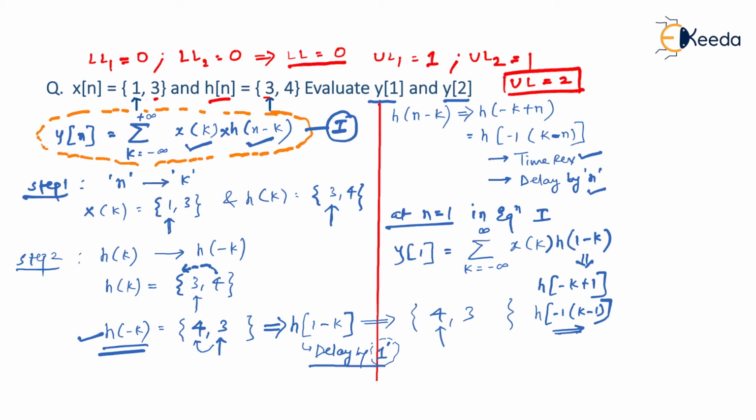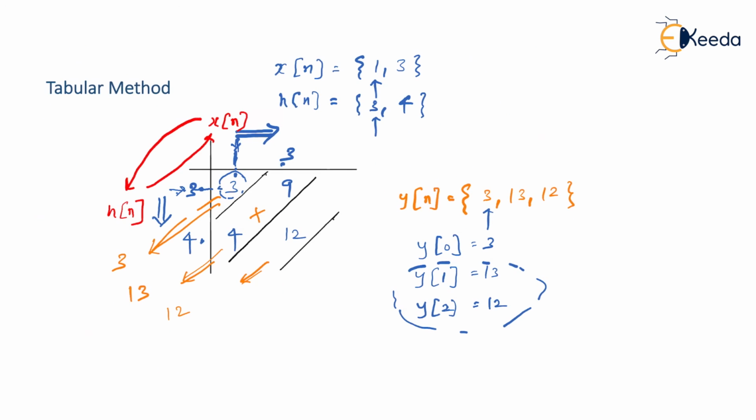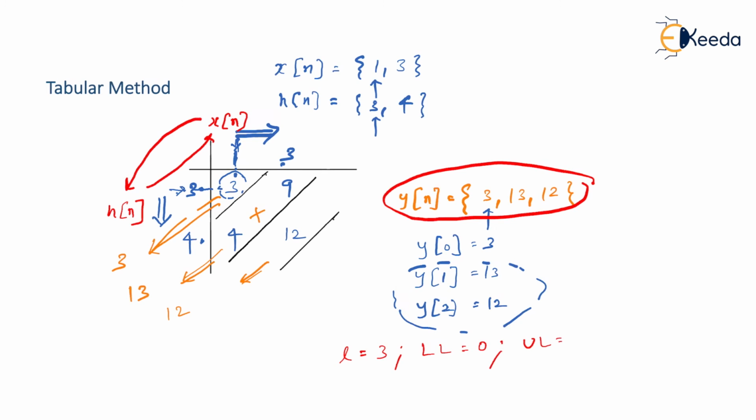And similarly, the length of sequence for y of n you can also observe. For x of n, the length of sequence is 2. For h of n, the length of sequence is 2. So 2 plus 2 minus 1, that is 3. So the number of samples in y of n must be 3. If you remember when we did this sum, you can observe here the length of sequence in y of n is 3. The lower limit, if you see, is 0. And the upper limit, if you see, is 2. Is that right? So now it is verified, these properties are working.